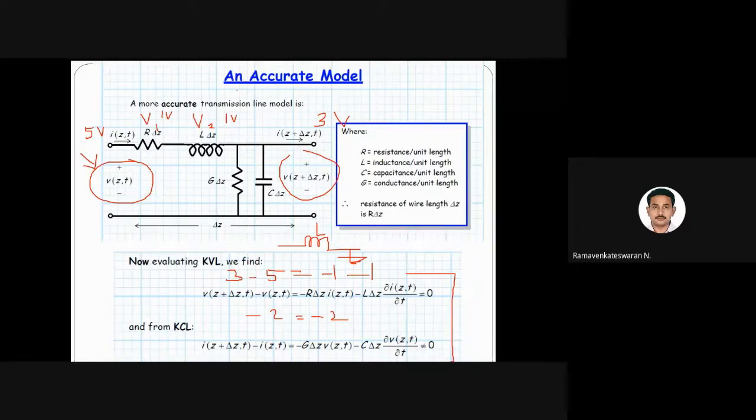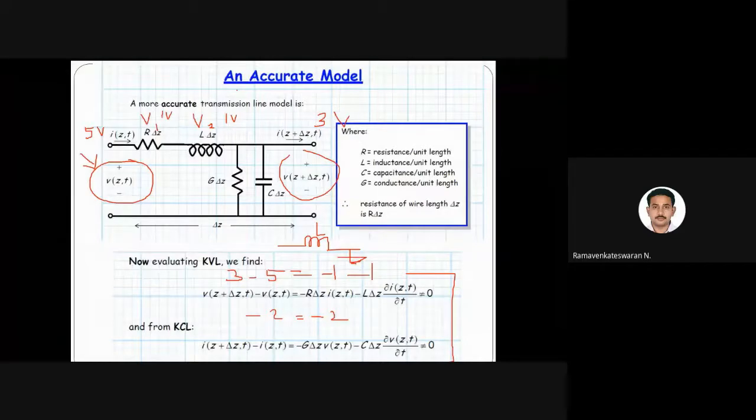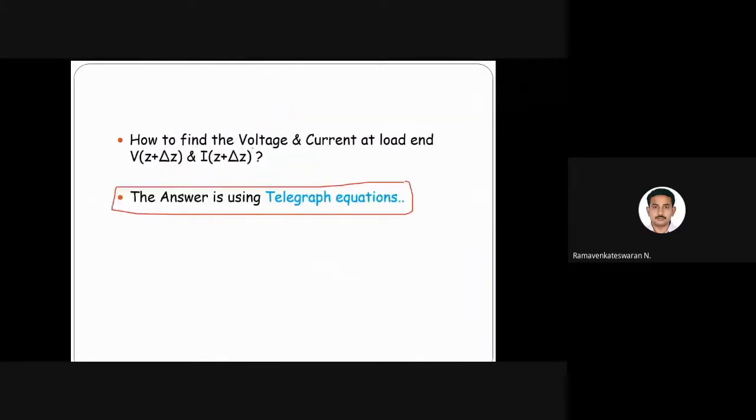So with that I will stop now. Probably there are some 7 minutes. With that we are going to start deriving this basically. What is the voltage and current? We get these telegraph equations. Okay, these telegraph equations we will get when we solve this. So any doubt in this?